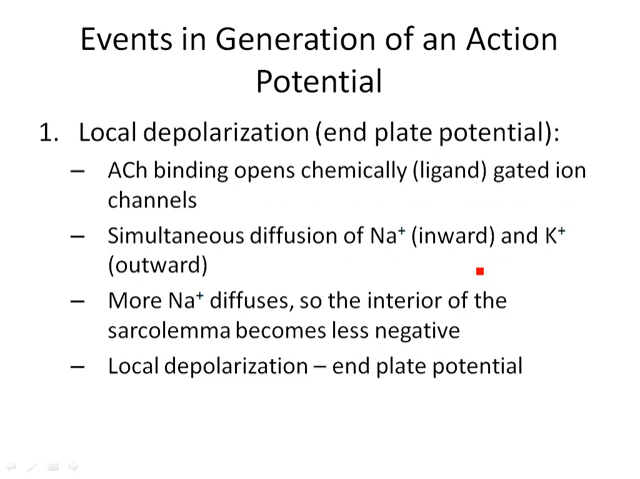Okay, now, we've got to generate an action potential in the sarcolemma. We've had an action potential coming down the axon. Okay, we've released a neurotransmitter into the synaptic cleft. Now we've got to generate an action potential on the muscle side. How does that happen? The acetylcholine binds those ligand-gated channels.